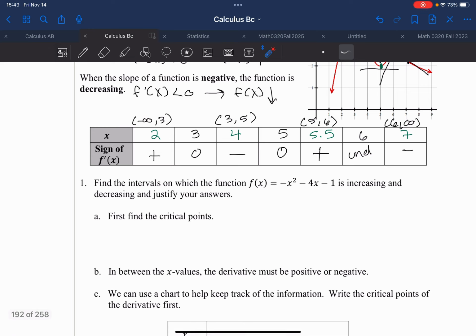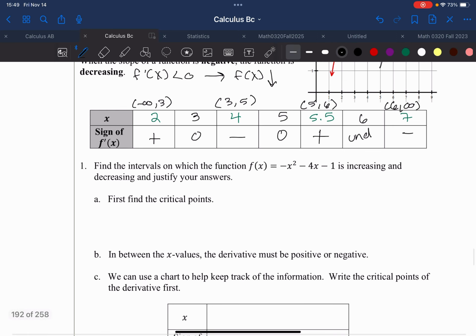Number 1 says, find the intervals on which the function f of x is equal to negative x squared minus 4x minus 1 is increasing and decreasing. Justify your answers. The first thing we have to do is find the critical points. So we find the derivative, and we get negative 2x minus 4, and we set that derivative equal to 0. I can take a GCF of negative 2, and I'm left with x plus 2 equals 0, which means I have one potential critical point at x equals negative 2.